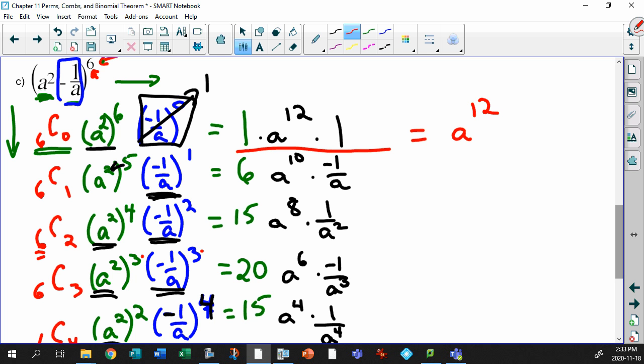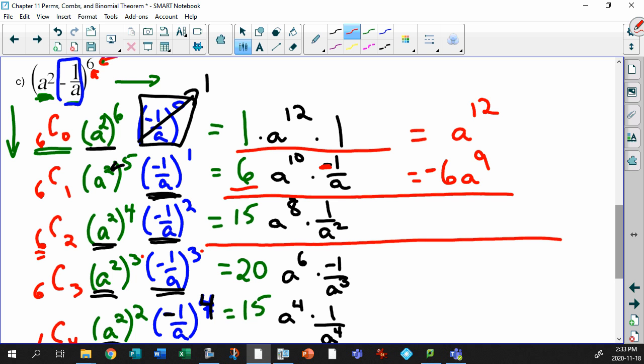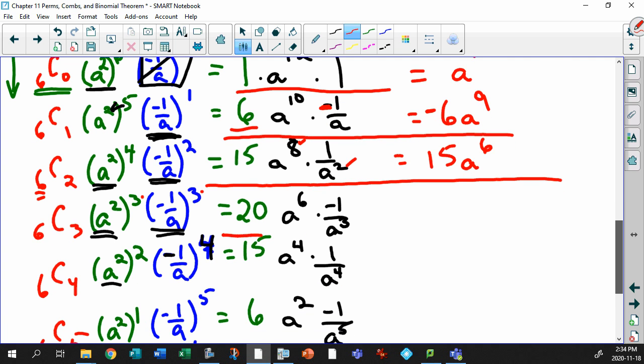No, it wasn't. Okay, let's go to this one. Number here is 6, of course. This is going to be, now it's going to be a negative for sure. Okay, you got a to the 10th divided by a. Well, isn't this a to the 9th? Of course it is. Check this one out now. That's 15. There's no negative there. That's going to be 15. Isn't that a to the 8 over a to the 2? Isn't that a to the 6? Yeah. Check this one out now. Look at this. Isn't that 20? A to the 6 over a to the 3. Isn't that a to the 3? Do you see a pattern yet?